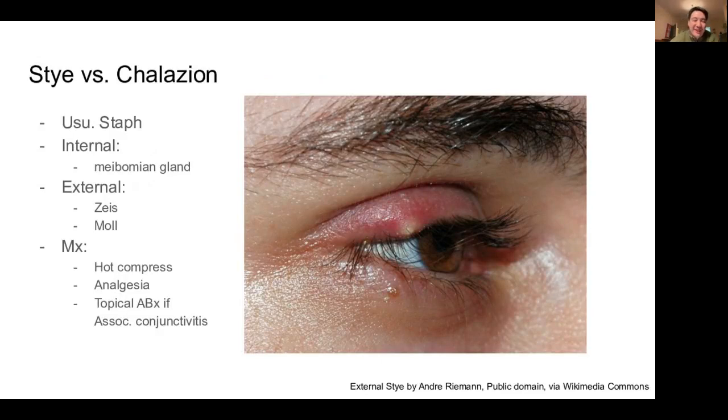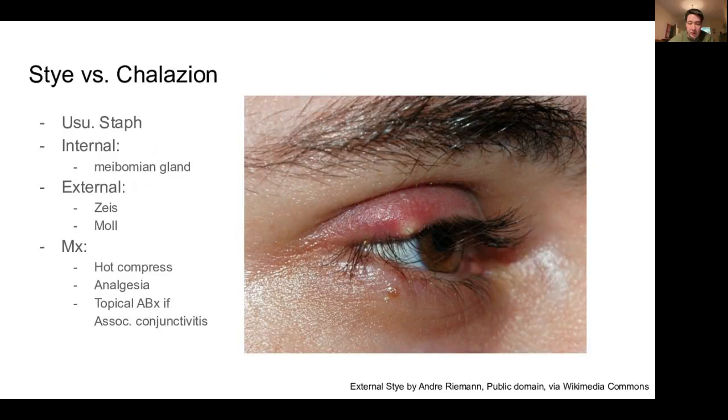Nice, Janet. So styes are usually Staph aureus infections. They can either be internal or external. If they're internal, they affect the meibomian gland. If they're external, they affect the glands of Zeis or gland of Moll. Management's fairly simple. It's usually hot compress and analgesia, and you only ever need to give topical antibiotics if there's associated conjunctivitis.